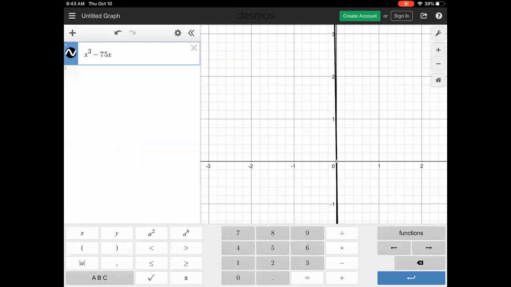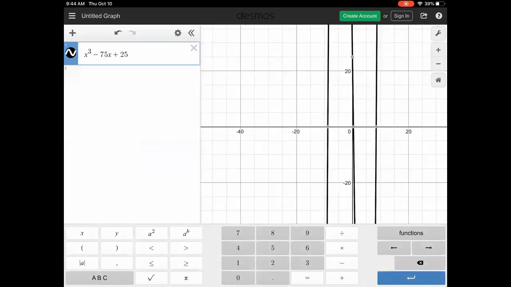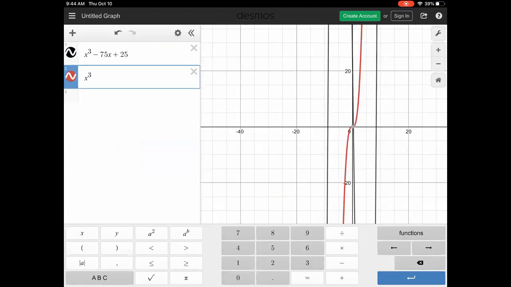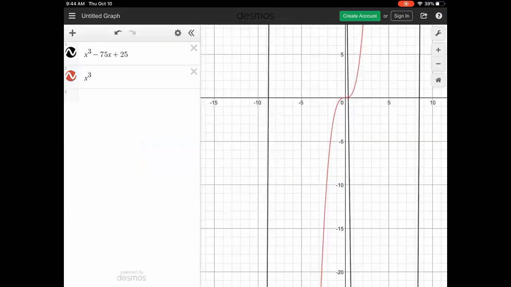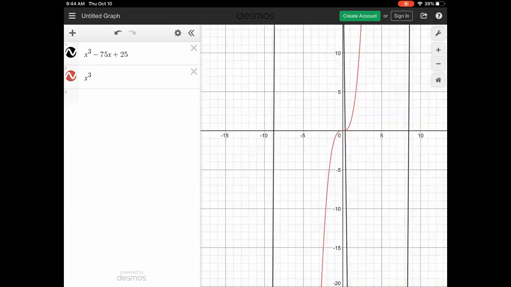X to the power of 3 minus 75x plus 25. Okay. So we can zoom out and see what it looks like. And then on another line, I'm just going to put x to the power of 3. Okay. It doesn't look the same, especially if you're looking here. That doesn't look the same at all. In fact, it's hard to see. I wonder if I can pick a different color. I don't think I can. I've used up all my colors.